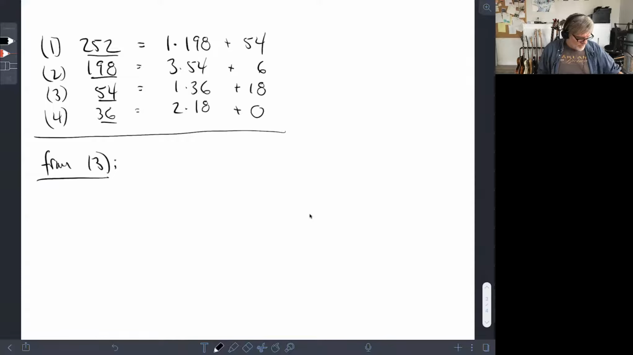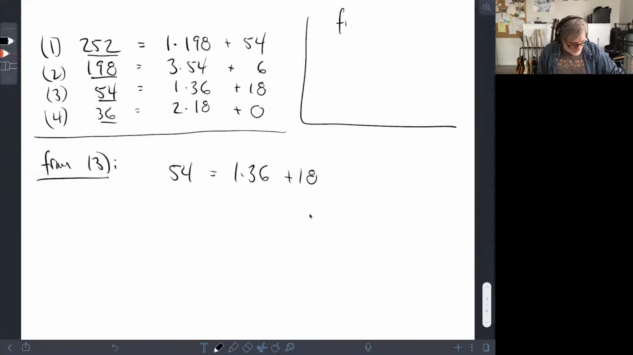So look at the third equation. I've got 54 equals 1 times 36 plus 18. Let me rewrite what we want to find. We want to find S and T such that S times 252 plus T times 198 is 18, the GCD, okay? If you look at line 3, we can find such coefficients to express 18 as a combination of 54 and 36, right?